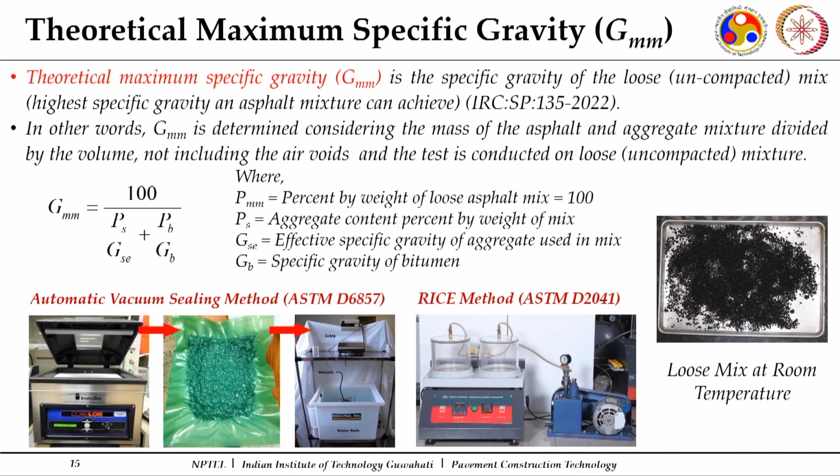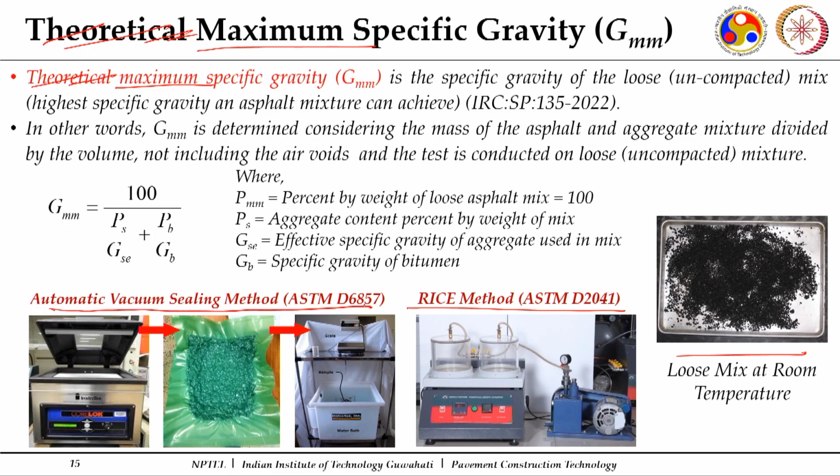and there are techniques which are used for determining the specific gravity, and we call this specific gravity the maximum specific gravity, not the theoretical maximum specific gravity. We will refer to it as maximum specific gravity. The maximum specific gravity is determined especially for loose mixes, and for loose mixes there are different techniques which are used. Two most common are the Rice specific gravity method and the automatic vacuum sealing method.